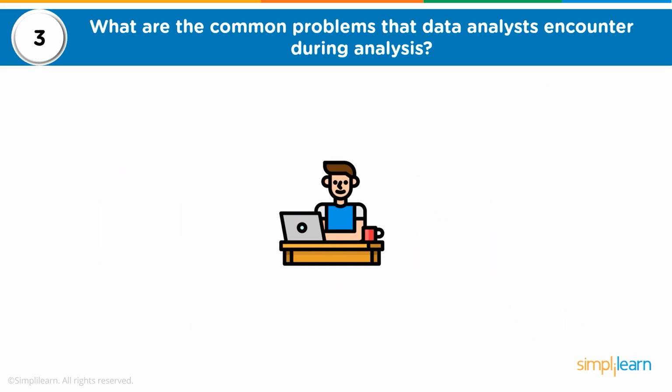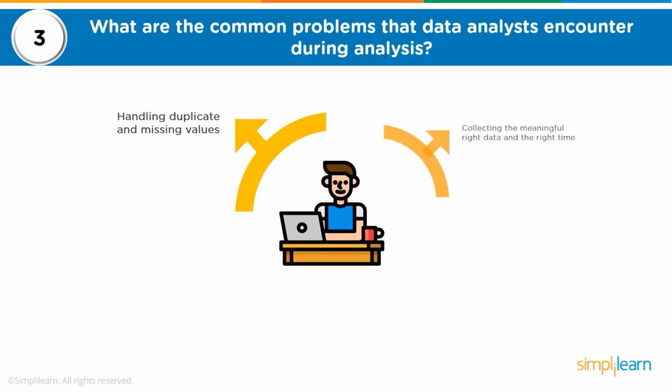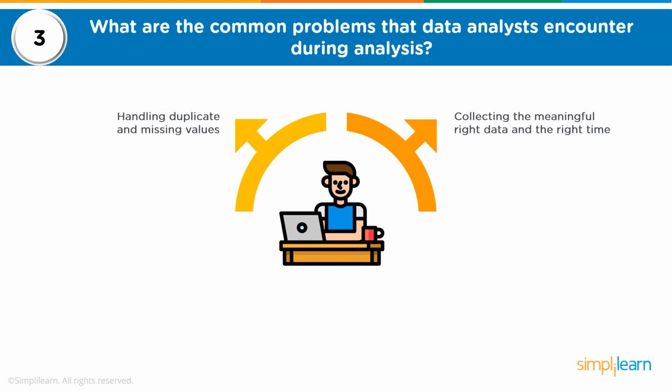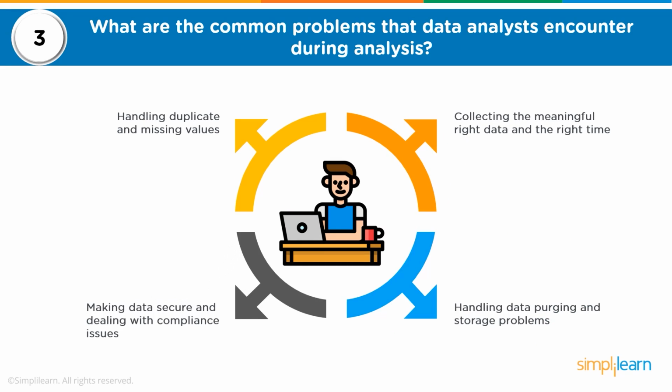What are common problems that data analysts encounter during analysis? Handling duplicate and missing values, collecting the meaningful right data at the right time, making data secure and dealing with compliance issues, handling data purging and storage problems. Again, we're talking about data wrangling here. 80% of most jobs are in wrangling that data and getting it in the right format and making sure it's good data to use.